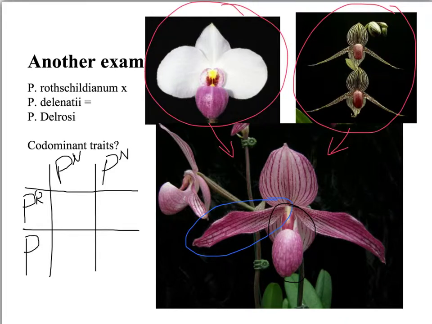And I now have the superscript, which means the little letters at the top. I've got N for narrow and R for round. Narrow being Rothschildianum and round being Delanatii. If we then cross these, we can see that we get P^R and P^N in all of our boxes. This means that the parent is heterozygous for round and narrow petals.